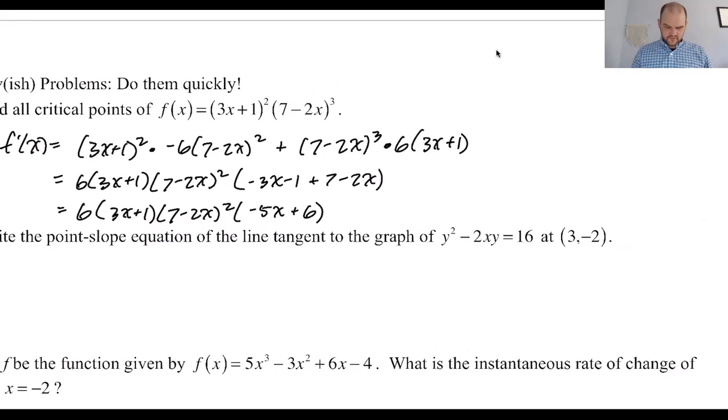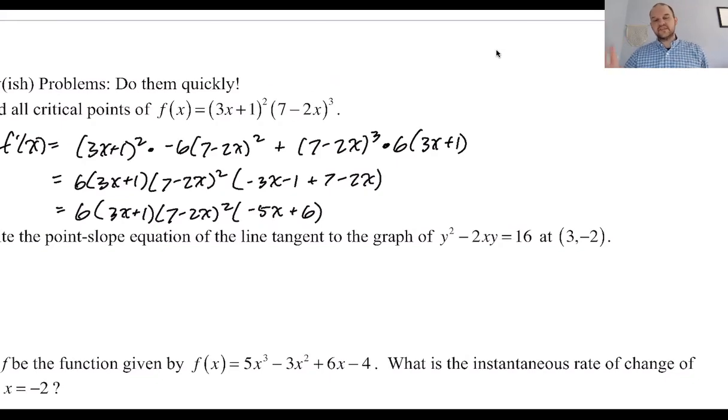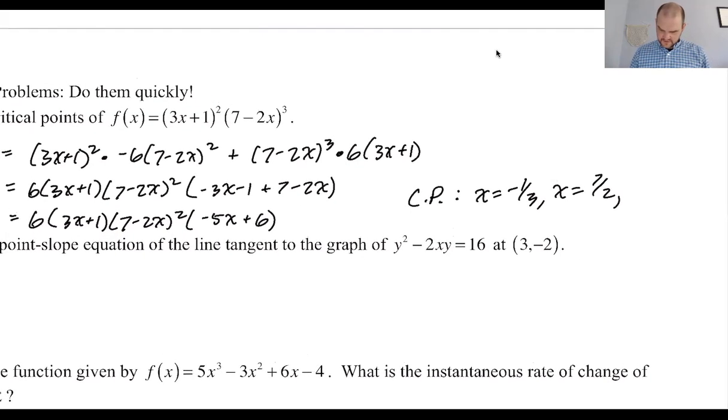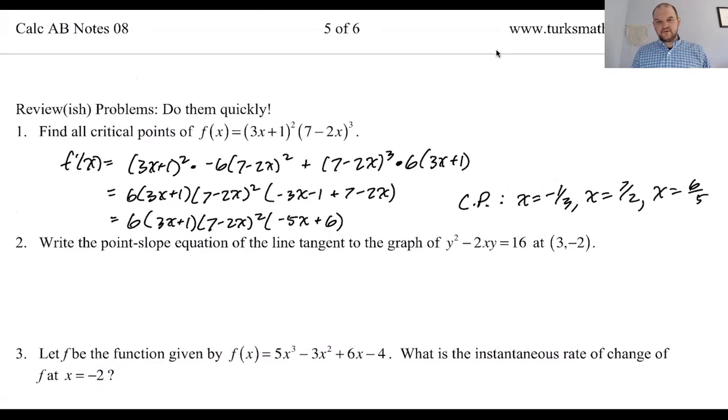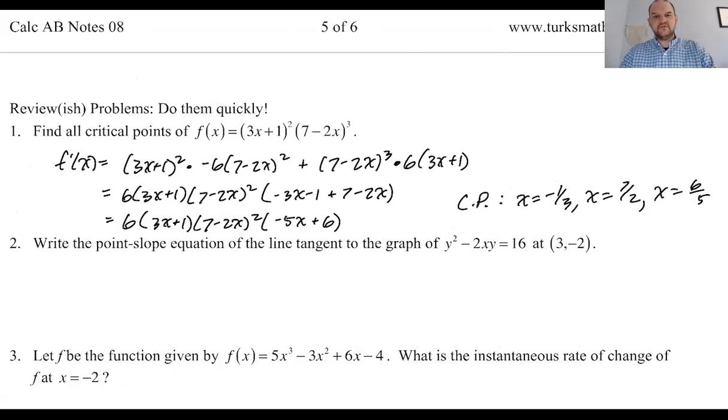Okay, so critical points. Points in the domain of the function in which the derivative is 0 or undefined. So the critical points in this case are going to be x equals -1/3, x equals 7/2, and x equals 6/5. Should we check that on a calculator? I guess. Let's do it.